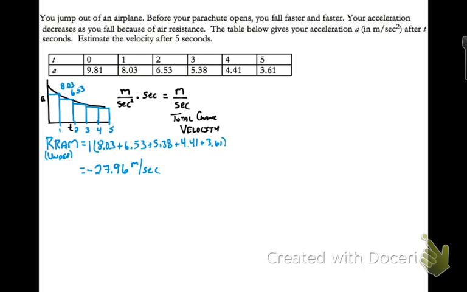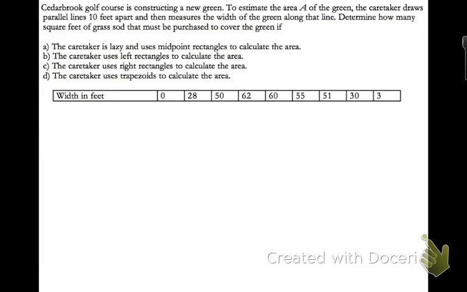And for our final example, we've got a few different things that are being asked of us. There's a golf course. We want to estimate the area of the green. The caretaker draws parallel lines 10 feet apart and then measures the width of the green along that line. Determine how many square feet of sod must be purchased to cover the green.